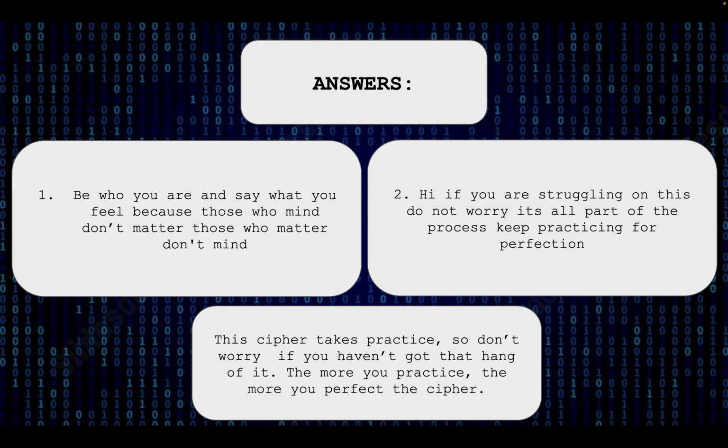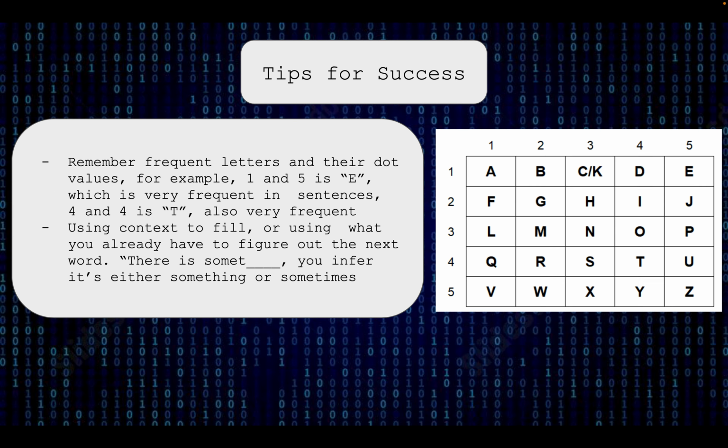Here are the answers to the 2 ciphers that you just completed. First one is, be who you are and say what you feel, because those who mind don't matter. Second one is, hi, if you are struggling on this, do not worry, it's all part of the process. Keep practicing for perfection. Don't worry, this cipher takes practice. So, if you haven't got the hang of it, do not worry. The more you practice, the more you perfect the cipher. So you want to always practice the cipher and decoding and practicing creating the 5x5 grid.